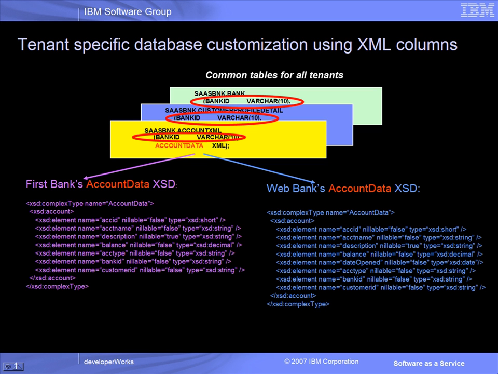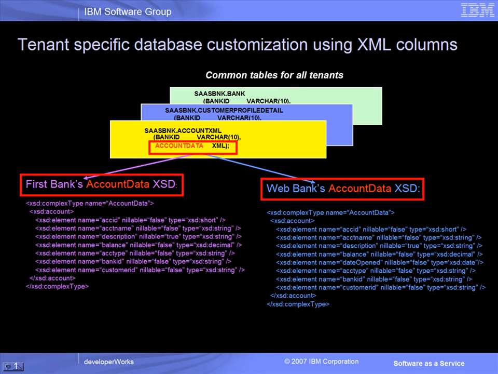For ease of configurability and flexibility in accessing the data, we store the tenant-specific data in a single XML column, which is stored in a hierarchical structure rather than as a large object. The XML column can contain multiple XSDs, allowing for each tenant to store their data in a different format. In our example, we see that WebBank stores a date opened element in their account data XML column, while FirstBank does not.